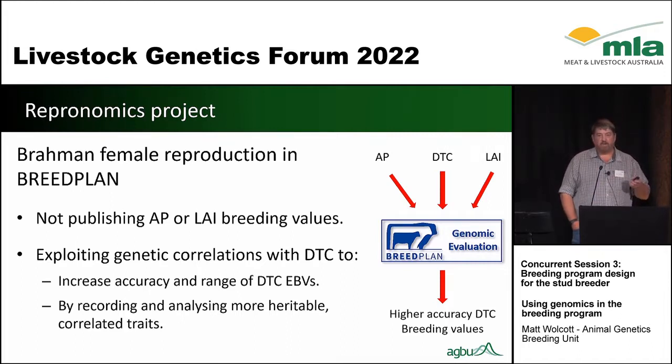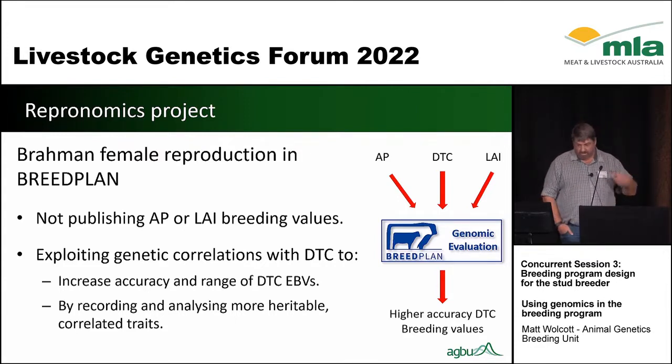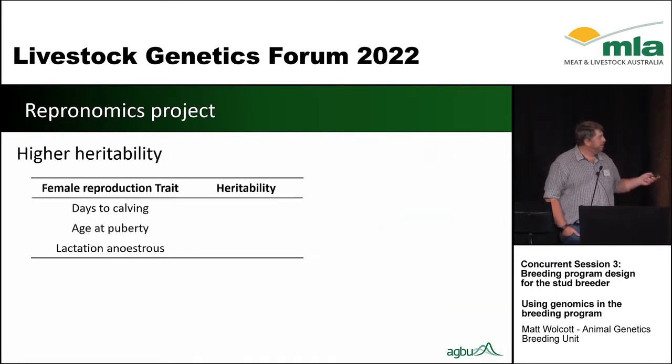So we're getting age at puberty, we're actually getting very good measures of days to calving in this project, we're getting lactation and estrus interval, but all of it comes into BREEDPLAN and produces the same looking breeding value for days to calving. It's just more accurate, has more spread, and lets us make better selection decisions. So just some hard numbers around that.